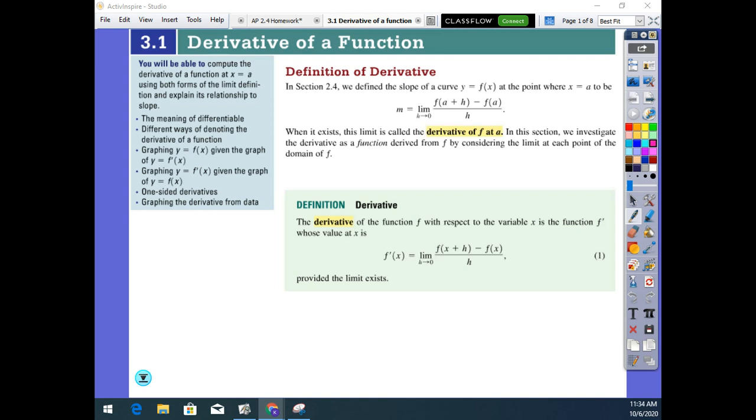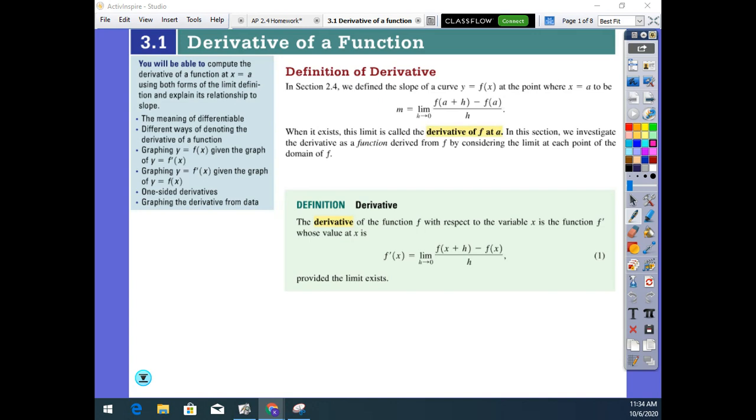So 3.1 is really an extension of 2.4. It's truly the exact same thing, but we're formalizing the concept of derivatives. The two big new concepts in calculus are derivatives and integrals, and this is starting the derivative section.